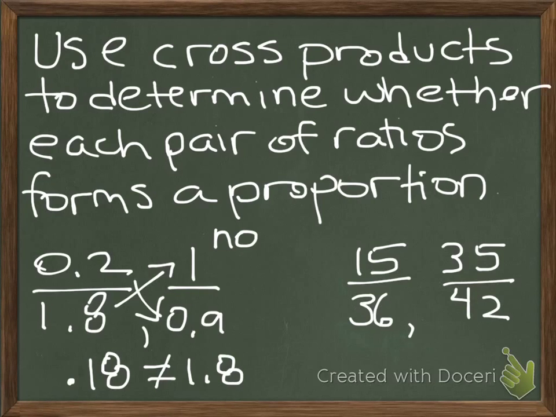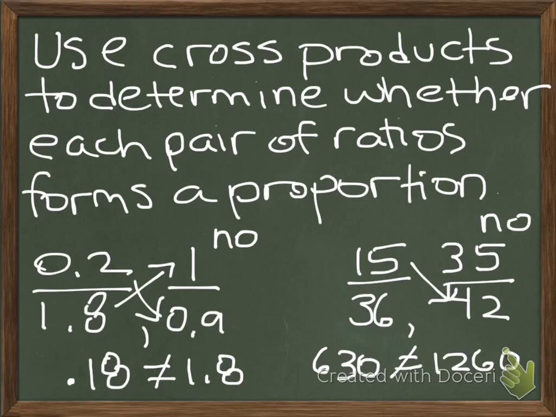And then same idea for the next two ratios. So I would multiply 15 times 42, which gives me 630. And I'm checking to see whether that equals 36 times 35, which it does not. It's 1260. So that is also not equal. So those two would not form a proportion.